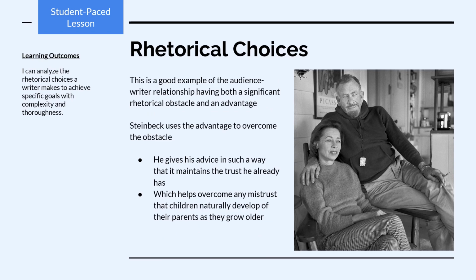And this is a good example of the audience-writer relationship within a rhetorical situation having both a significant obstacle and an advantage. Steinbeck here uses the advantage to overcome the obstacle. He gives his advice in such a way that it maintains that trust he clearly already has with his son, which helps him overcome any potential mistrust that his son might naturally develop just because he's a child of a parent, and children naturally develop a sort of mistrust with their parents as they grow older.